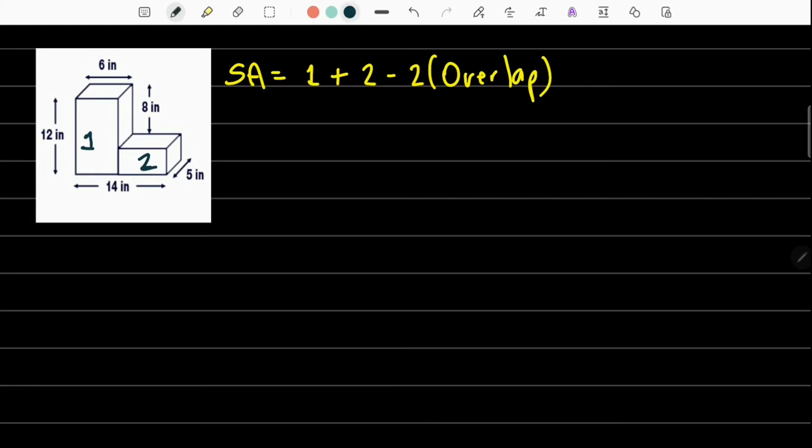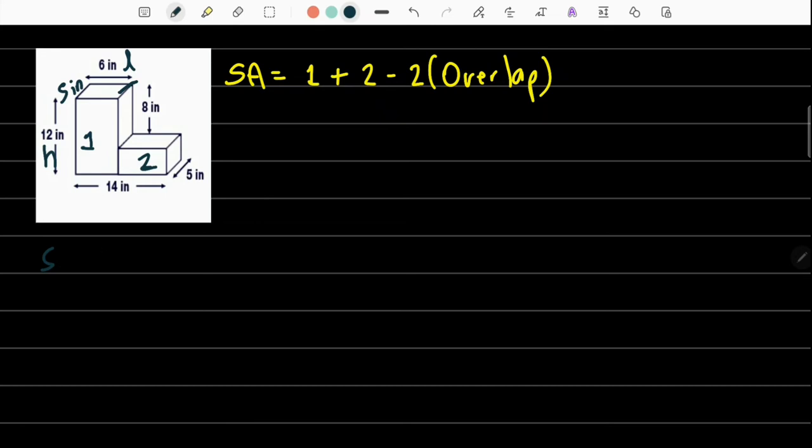Now let's go ahead and find the surface area of shape number one. As you can see very clearly here, this is a rectangular prism. In a rectangular prism we need the length, the width and the height to find the surface area. This is our length, this is our height, and this one right here will be our width. We know this width is the same as this width right here, so the width will also be 5 inches. Now how do we find the surface area of a rectangular prism?